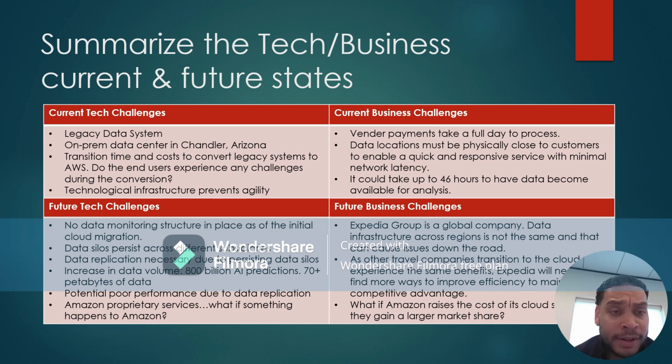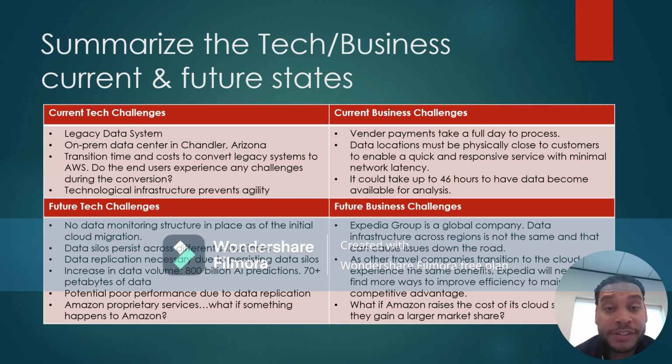And because of that data replication, sometimes you can have poor performance because you're just dealing with so much data. And then also, basically they're completely reliant upon Amazon and AWS services. So what if something happens to Amazon? What's going to happen to Expedia?